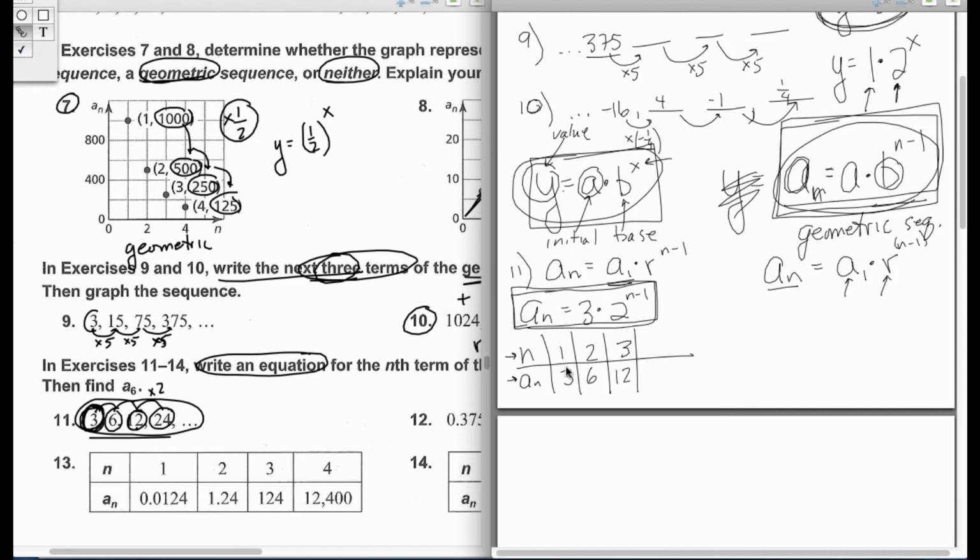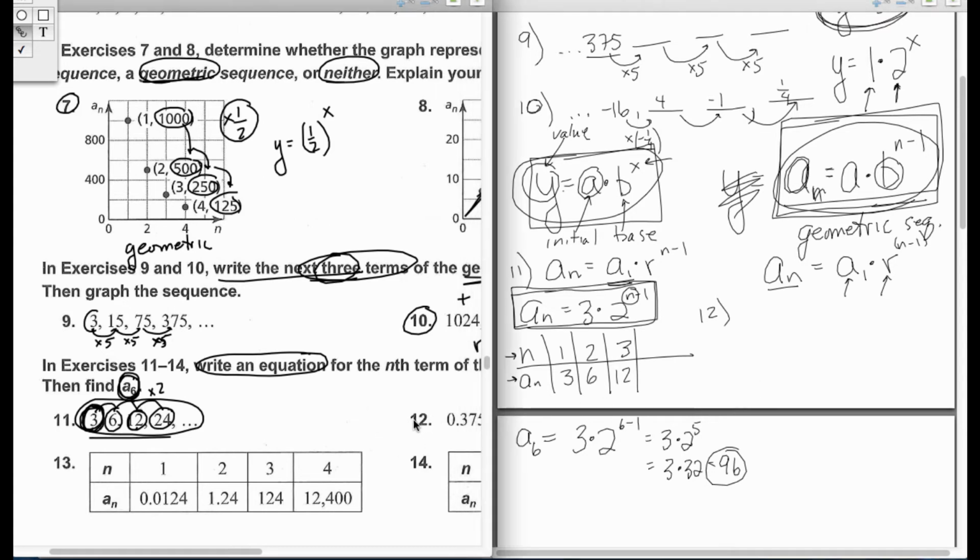Okay? Let's look at number 12. I think we were asked to find the sixth term. That's what this means. A sub 6 means find the sixth term. All you do is put 6 in for n. 3 times 2 to the 6 minus 1. What does that give us? Well, 6 minus 1 is 5, so we need 3 times 2 to the 5th. 2 to the 5th is 2 times 2 times 2 times 2 times 2. That's 32, I believe. So 3 times 32 is going to give us 96. Okay?